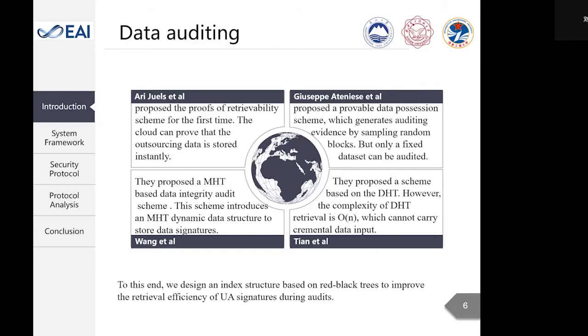Wang et al. proposed a Merkle-Hash tree-based data integrity verification scheme. This scheme introduced a Merkle-Hash tree, a dynamic data structure to store data signatures. Tian et al. proposed a scheme based on a dynamic Hash tree. However, the complexity of dynamic Hash tree retrieval is O(n), which cannot handle large data input. To this end, we design an index structure based on a red-black tree to improve the retrieval efficiency of user application signatures during audits.